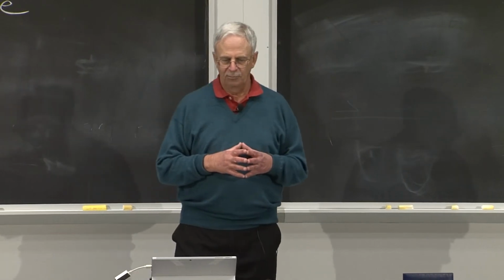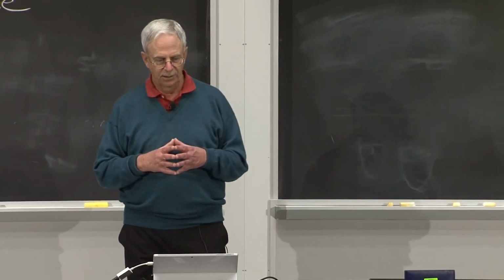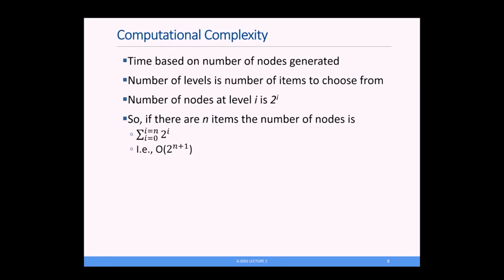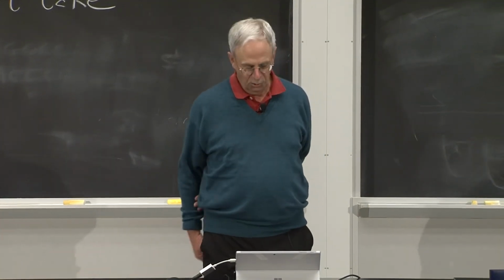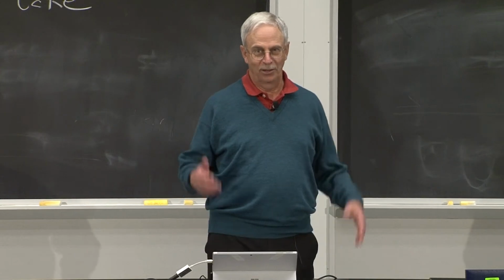So if there are n items, the number of nodes in the tree is going to be the sum from 0 to n of 2 to the i, because we have that many levels. And if you've studied a little math, you know that's exactly 2 to the n plus 1 minus 1. Or if you do what I do, you look it up in Wikipedia, and you know it's 2 to the n plus 1 minus 1.